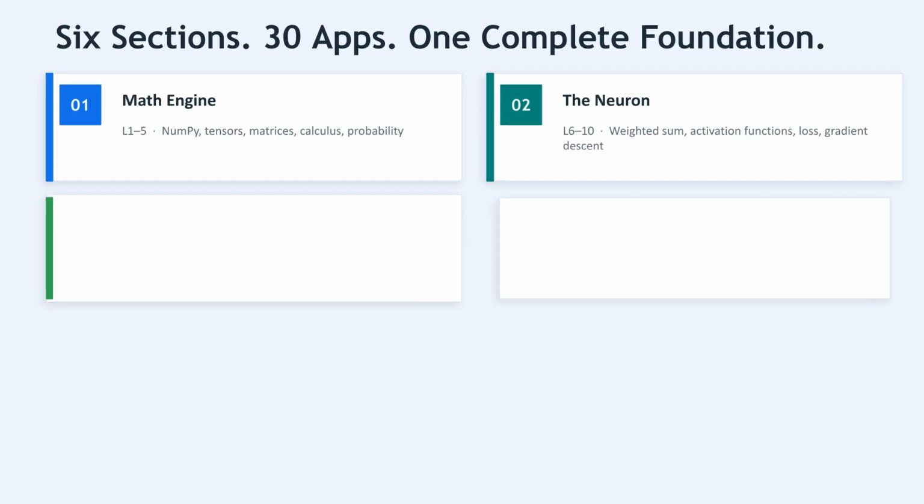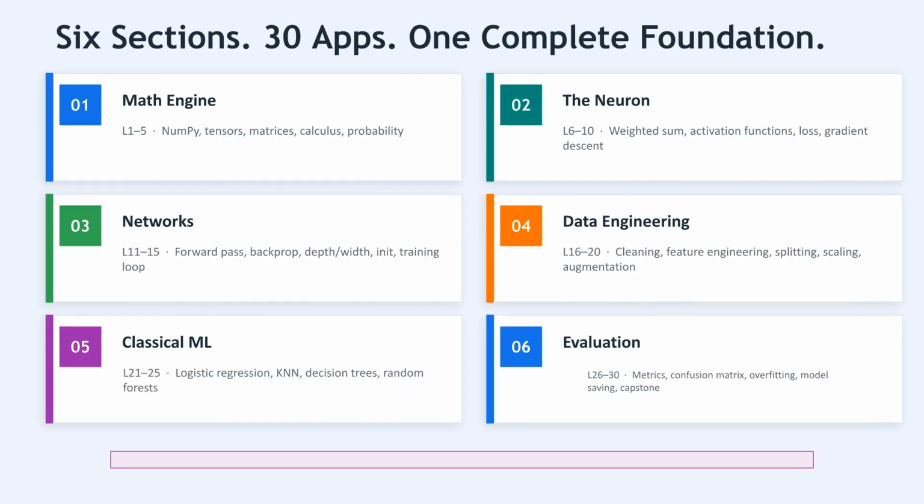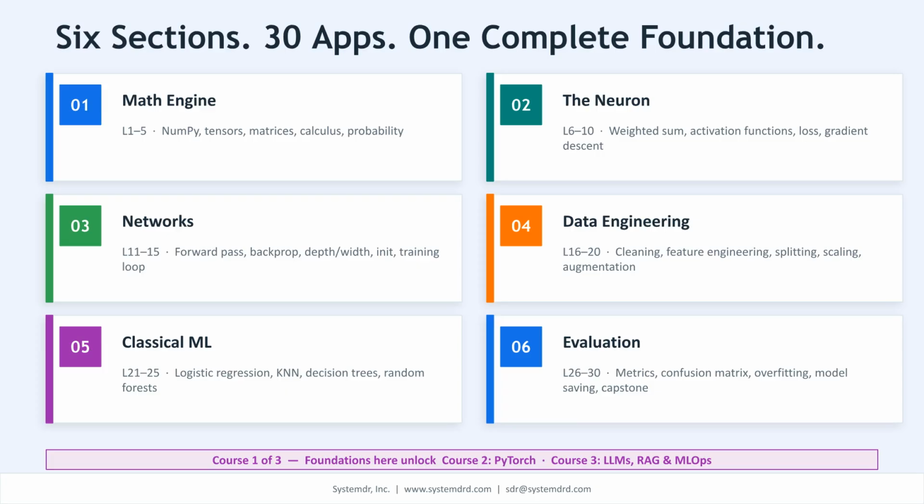The course is divided into 6 sections, progressing from the math engine to the neuron, networks, data engineering, classical ML, and evaluation. These foundations unlock Course 2 on PyTorch and Course 3, covering LLMs, RAG, and MLOps, giving you a complete path from beginner to expert.